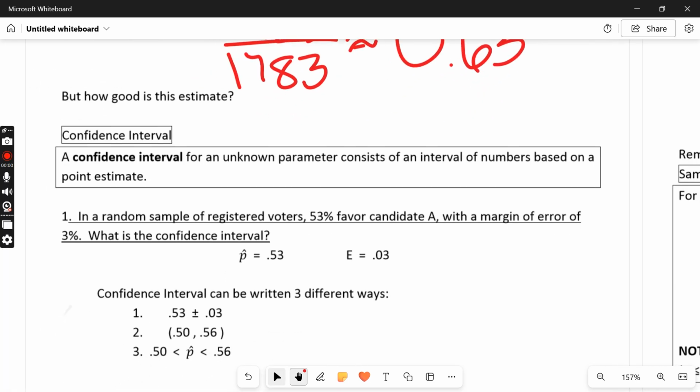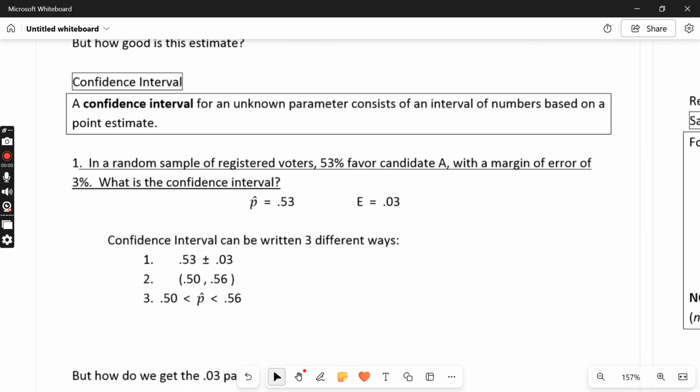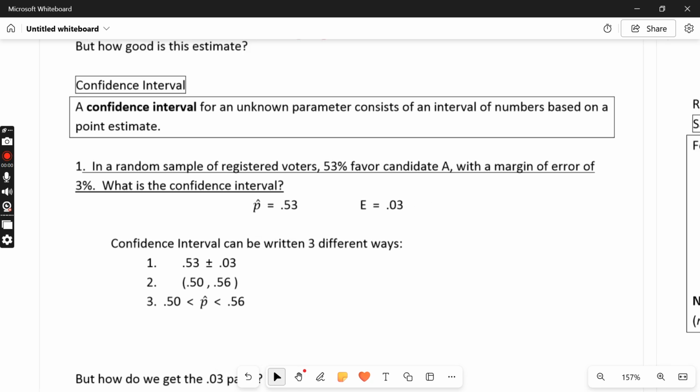So here's the new part, confidence interval. A confidence interval for an unknown parameter consists of an interval of numbers based on a point estimate. In a random sample of registered voters, 53% favor candidate A with a margin of error of 3%. What is the confidence interval? All right, so we have our estimate, and then we have our error.